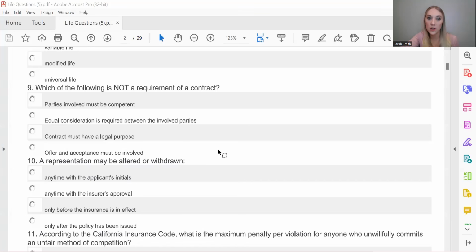So now that you guys know your 4 requirements of a legal contract, what is the answer to this question? Which of the following is not a requirement of a contract? And you guys all know that the answer is B, equal consideration is required between the involved parties, because while consideration is a requirement, it does not have to be equal.